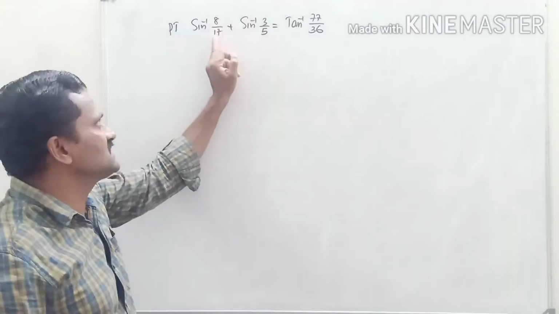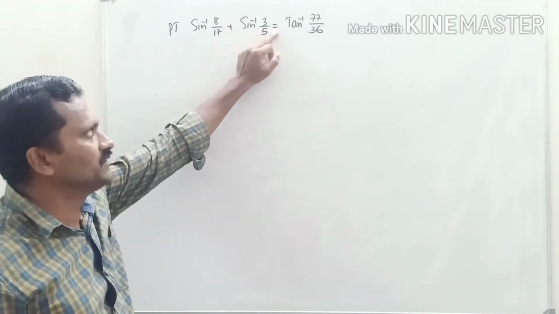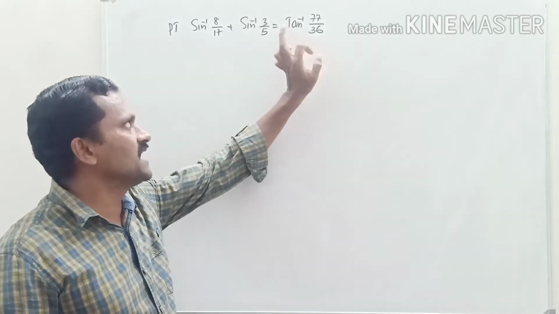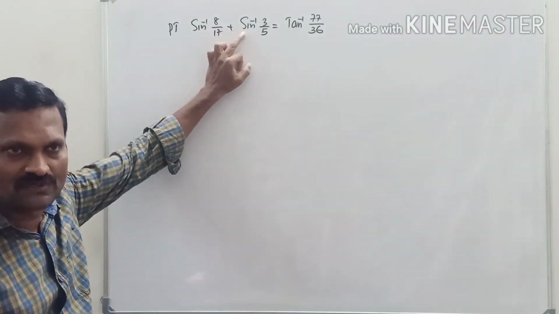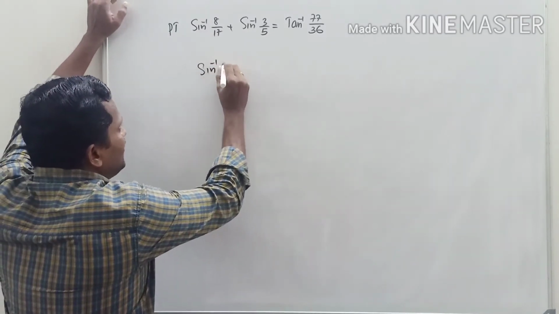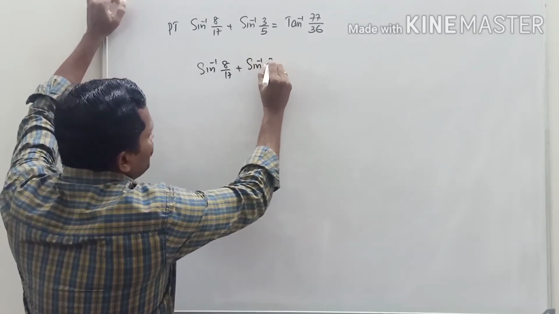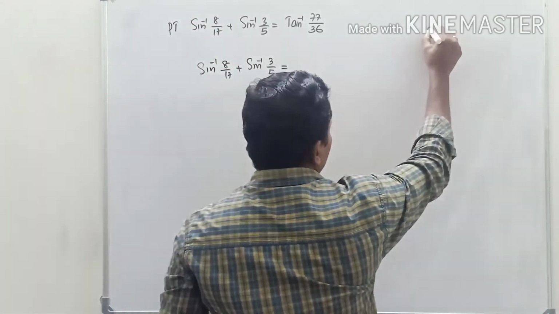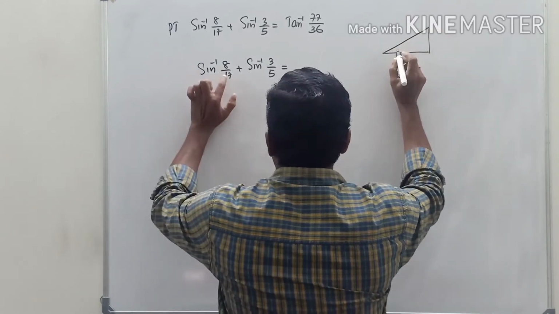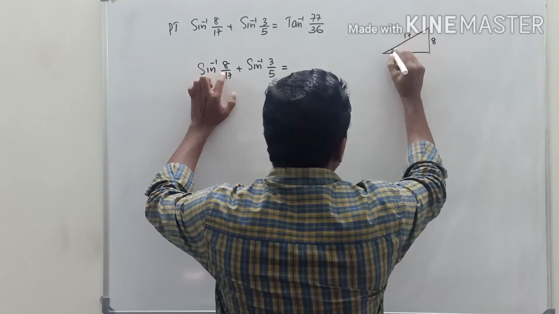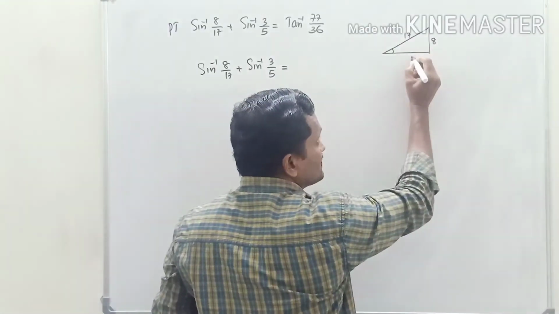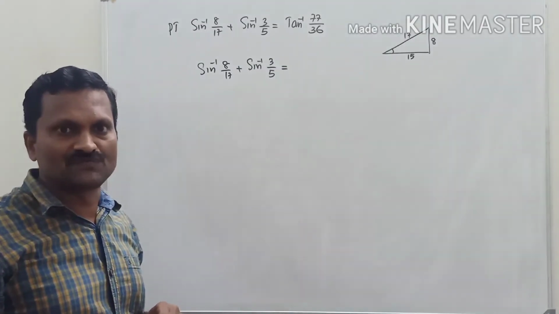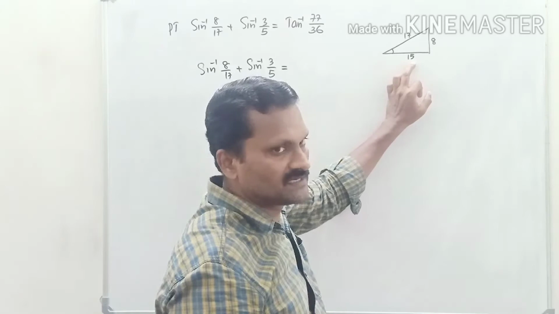Prove that sin inverse 8 by 17 plus sin inverse 3 by 5 equals tan inverse 77 by 36. Here the answer is tan inverse, so each sin inverse is converted into tan inverse. In short, we draw a right triangle and mark the angle. Sine means opposite by hypotenuse. Then what about the third side? Hypotenuse square minus altitude square, that is 289 minus 64 equals 225. Take the root, the third side becomes 15.